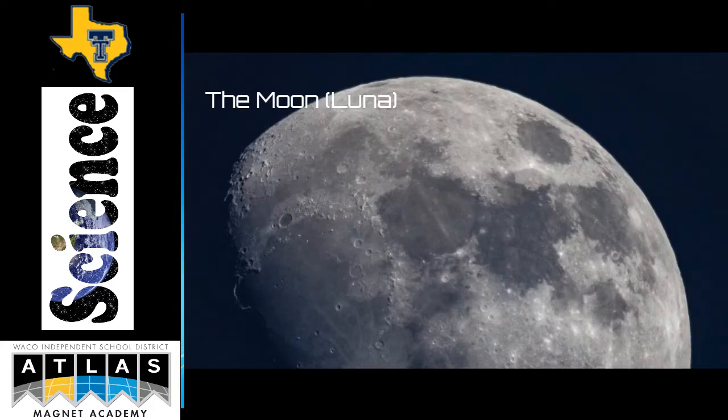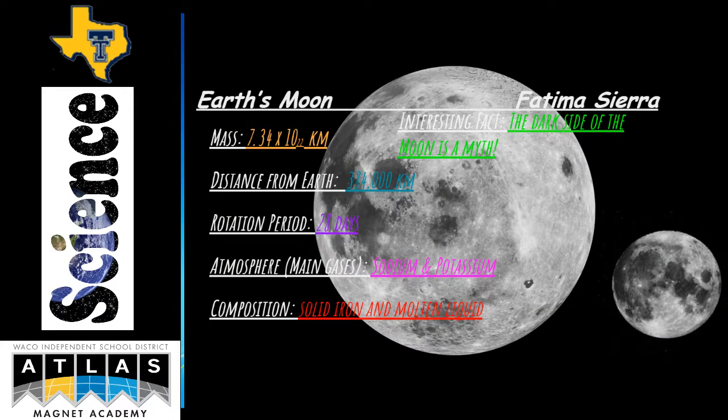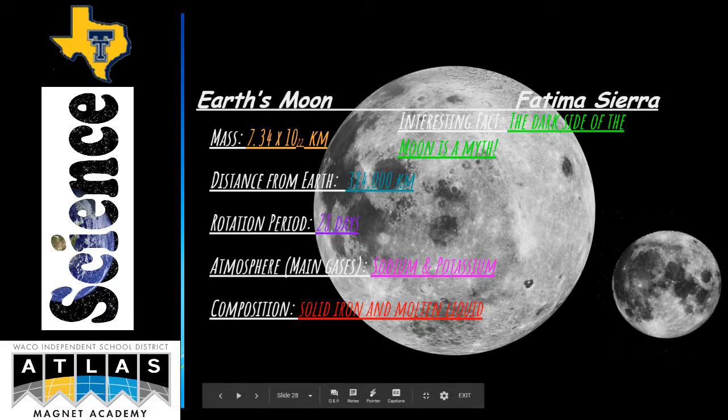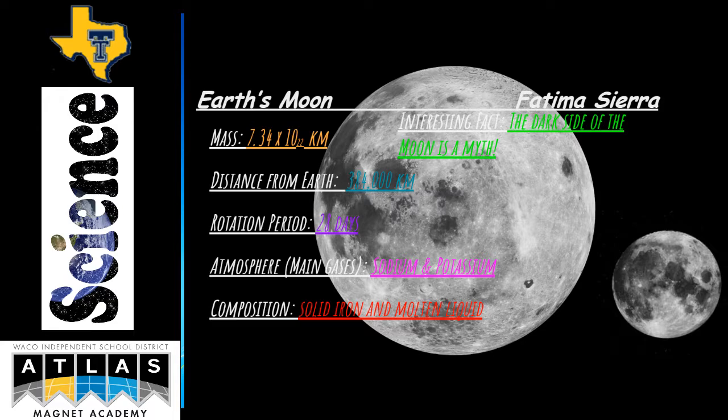The Moon, also known as Luna. The mass of the moon is 7.34 times 10 to the 22nd kilograms. The distance from the planet is 384,000 kilometers. The rotation period is 28 days. The atmosphere, also known as main gases, is sodium and potassium. The composition is solid iron and molten liquid. An interesting fact is the dark side of the moon is a myth.